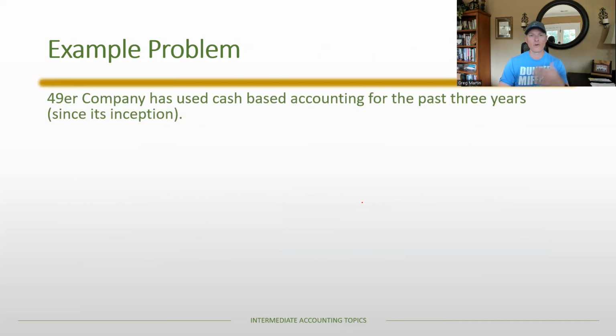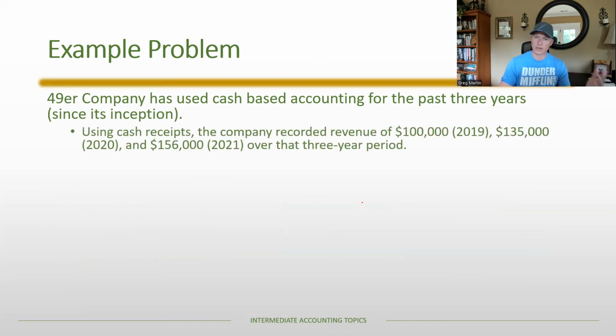All right, so Fortnite Company has used the cash-based accounting system since it started. They reported $100,000 in revenue in 2019, 135 in 2020, and 156 in 2021. We're just going to focus on revenue. We could do every single account, but we're just going to do revenue for now.